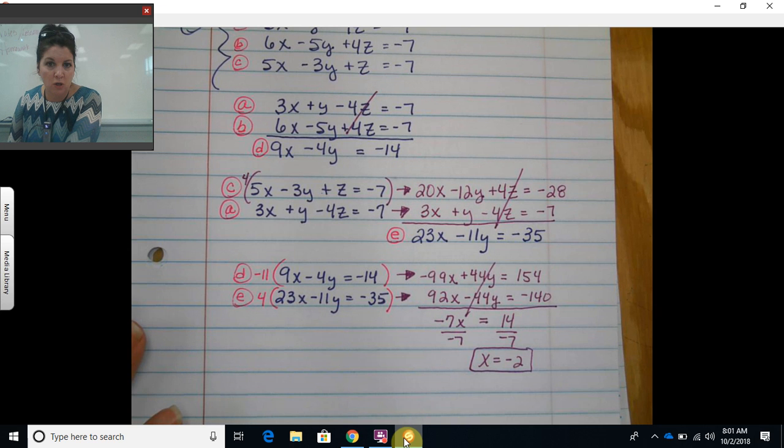So when I get to the point where I only know one variable, would I substitute that into A, B, or C? No. What would I substitute it into? Either D or E, because there's 2 variables. I know one of them. I can solve for the other. Does not matter which one you choose. I'm probably going to go with D since the numbers are smaller.